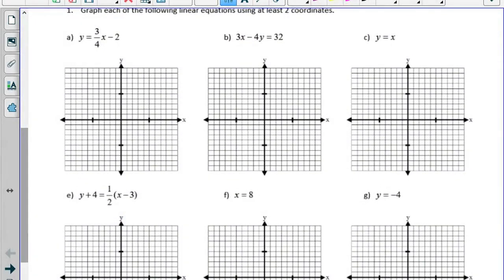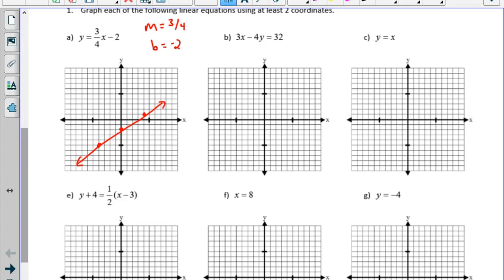Graph each of the following linear equations using at least 2 points. I will do these relatively quickly because these are all Algebra 1 topics. y = 3/4 x - 2. This is in slope-intercept form, so the slope is 3/4 and the y-intercept is -2. So I will start at the y-intercept -2, and then the slope is 3/4. That means I'm going to change my y by 3 and my x by 4, and both of those are positive changes. Or I could make a -3 change in the y direction corresponding with a -4 change in the x direction. In either case, that works out well, and I have a graph of my line.